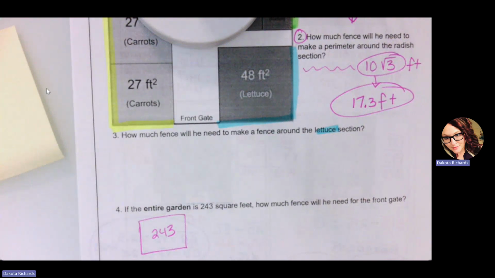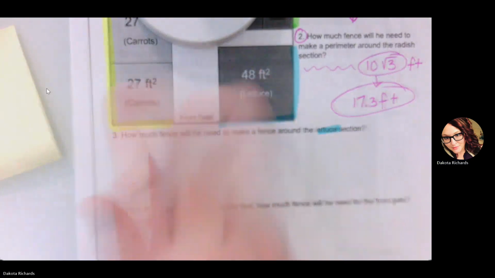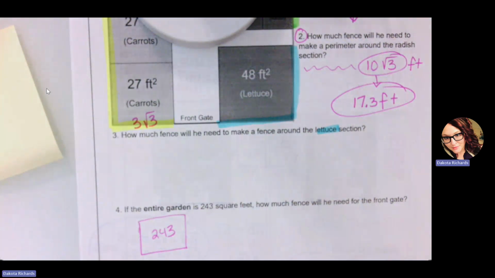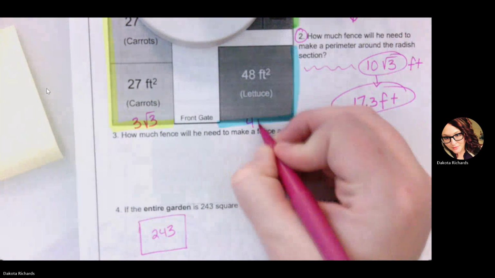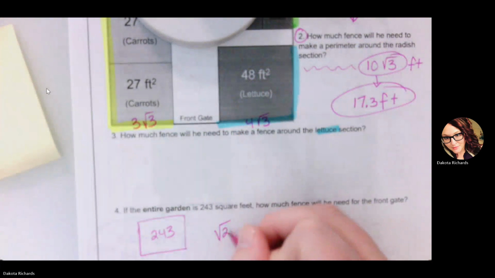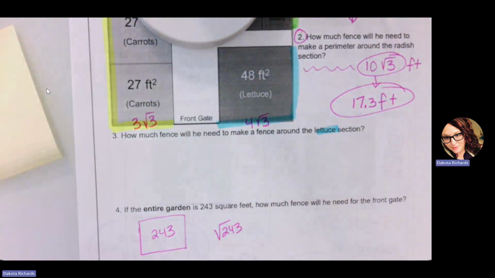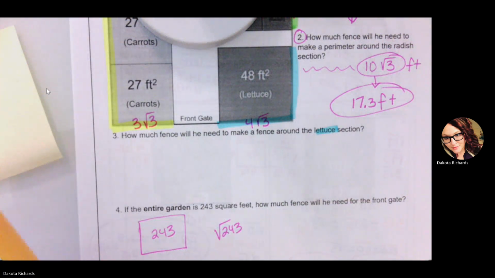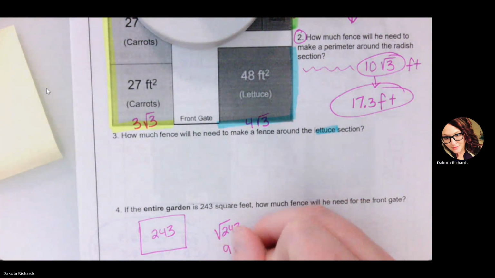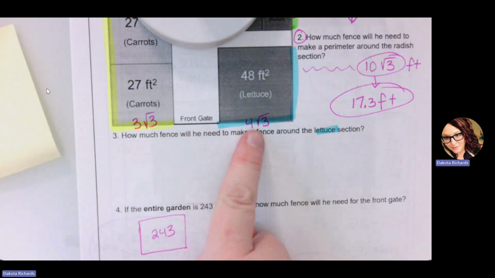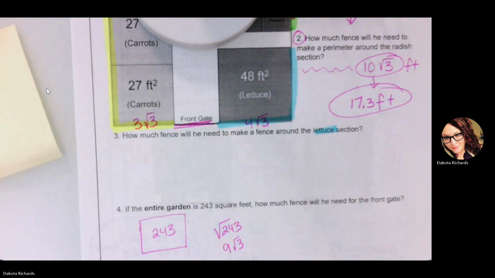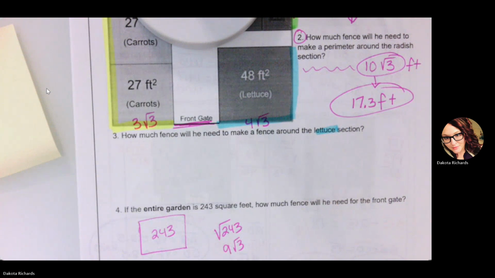Okay. So you're going to have to figure out, okay, what is this? That's going to be 3 square root 3. And this side should be 4 square root 3. What is the square root of 243? And a radical. So we have 9 square root 3. And then you want to take and subtract these two pieces to get exactly what he needs for the front gate. That's what number 4 is asking you. Okay.